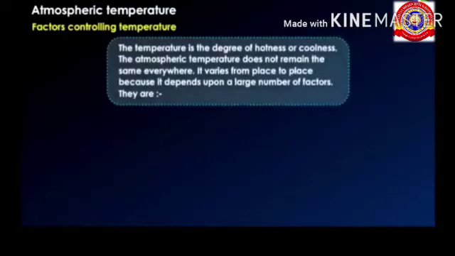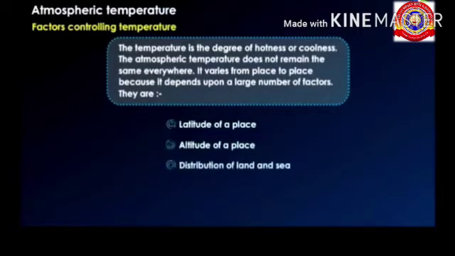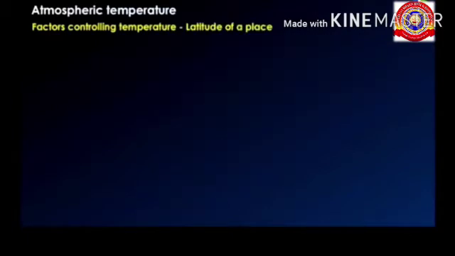First, temperature. The temperature is the degree of hotness or coolness. The atmospheric temperature does not remain the same everywhere. It varies from place to place because it depends upon a large number of factors. They are latitude of a place, altitude of a place, distribution of land and sea, ocean currents and winds.